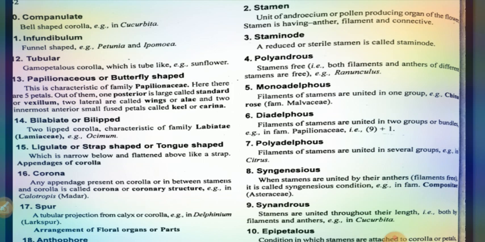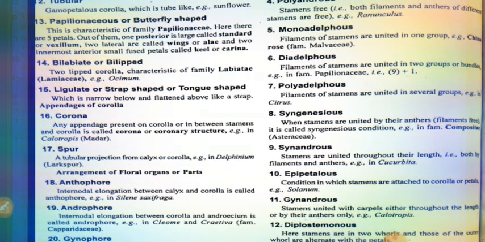Then bilabiate, or bi-lipped. Bilabiate means a two-lipped corolla, mainly in the Labiatae family, or the Lamiaceae family. For example, Ocimum sanctum, Tulsi. Then comes the ligulate, or strap-shaped, or tongue-shaped. Tongue-shaped means it is narrow below and flattened above like a strap. That's why this is known as ligulate, strap-shaped or tongue-shaped.